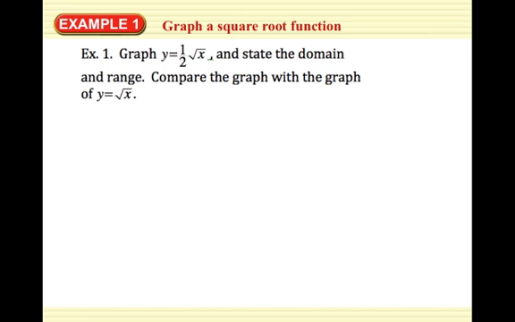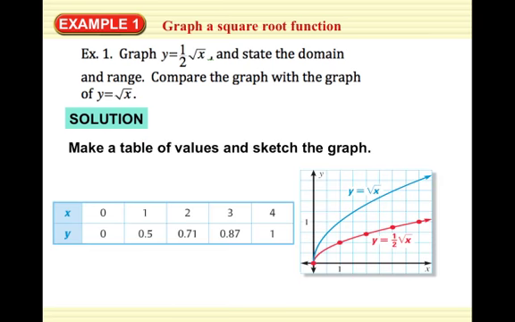Okay, we're going to graph y equals 1/2 square root of x and state the domain and range, and then we're going to compare the graph with the graph of y equals square root of x. Now, eventually we'll be able to just graph based on the pattern, but let's go ahead and make a table of values to be able to graph y equals 1/2 square root of x. x has to be greater than or equal to 0 because we're dealing with square roots. So we pick x values greater than or equal to 0. So let's start at 0 and then do 1, 2, 3, and 4.